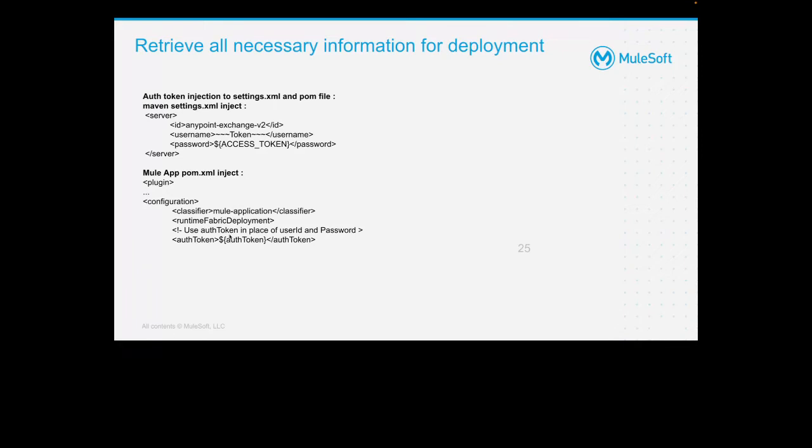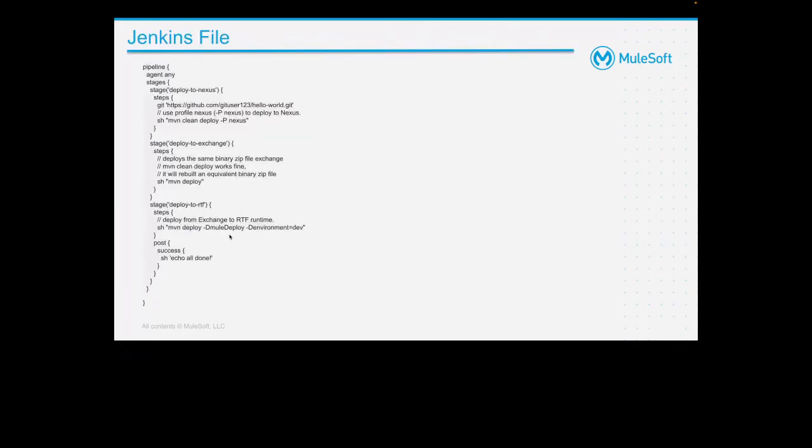Okay, just keep that in mind. Then coming to the Jenkins file, I'll show it to you when I create the pipeline. That should be very simple. We are not doing this Nexus part for demo purposes, but we will be doing these two steps: deploying to the exchange and deploying it to the runtime fabric cluster. Okay, these two we will definitely be doing.